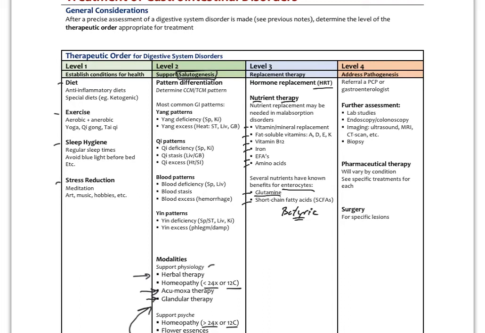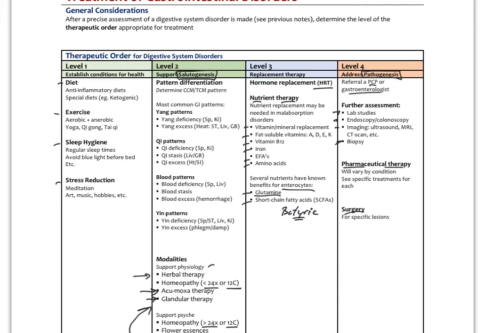Level 4 would be addressing pathogenesis, so directly addressing inflammation, hemorrhage, scarring, directly addressing tumors, things like that. And this would be referral to primary care or a gastroenterologist or other specialists. And that's where maybe further assessment with lab studies, endoscopy, colonoscopy, imaging, and biopsy would be used. And then there's different pharmaceutical therapies and different surgical therapies we'll talk about for different conditions.